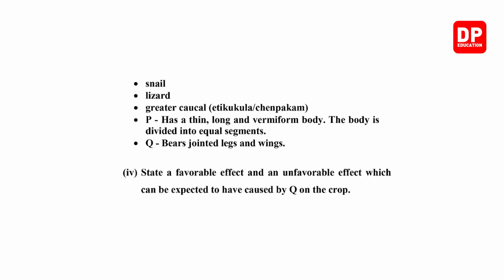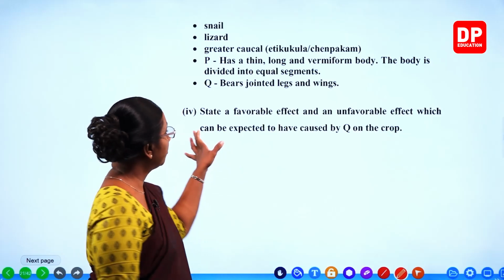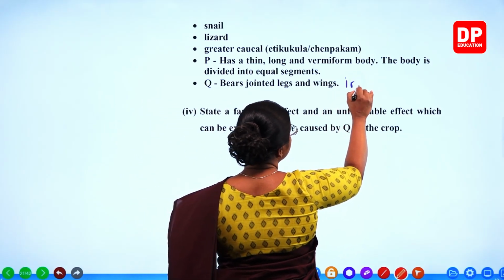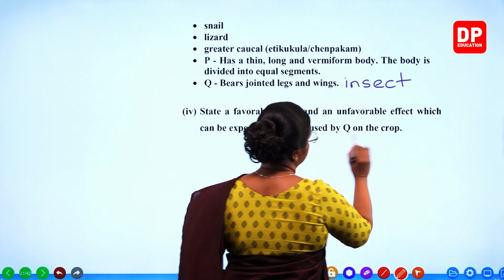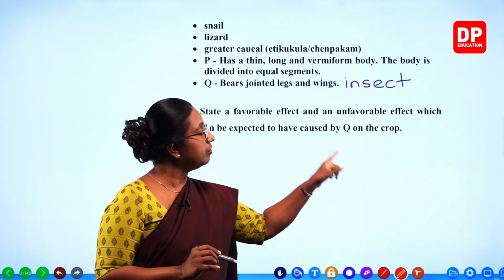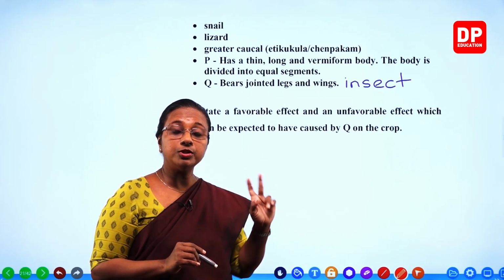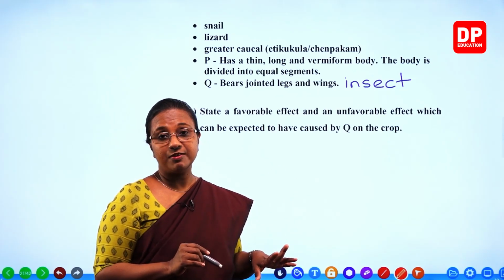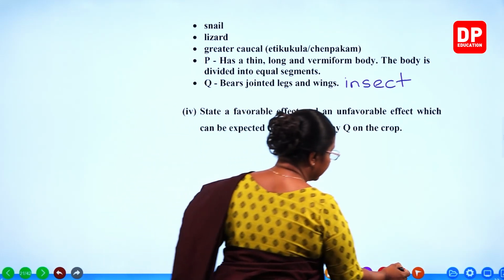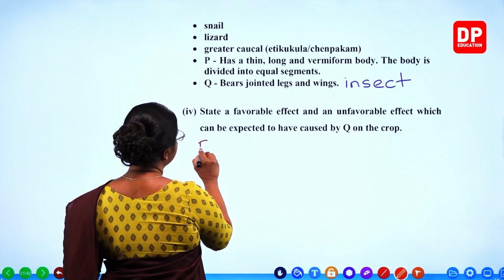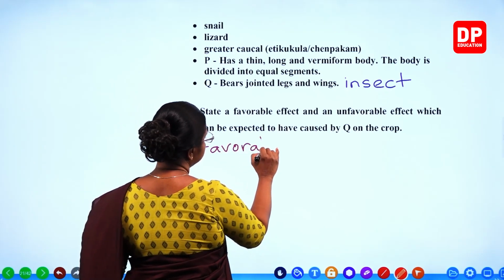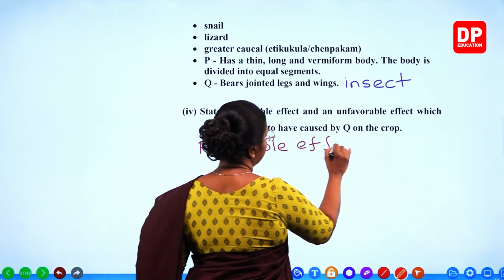So again, I have put the animals here. Then the fourth one: state a favorable effect and an unfavorable effect which can be expected to be caused by Q on the crop. Now, Q is an insect. Here, you need to consider insects because they have said caused by Q on the crops. You have to write both favorable as well as unfavorable effects. So first we will write the favorable effects.